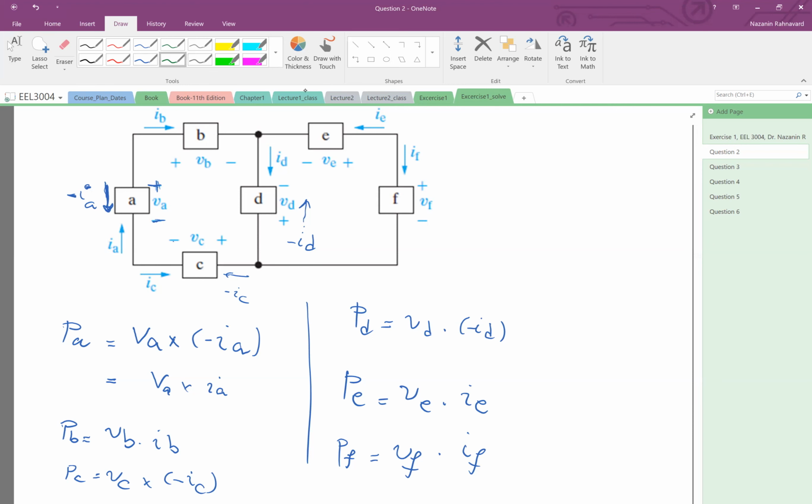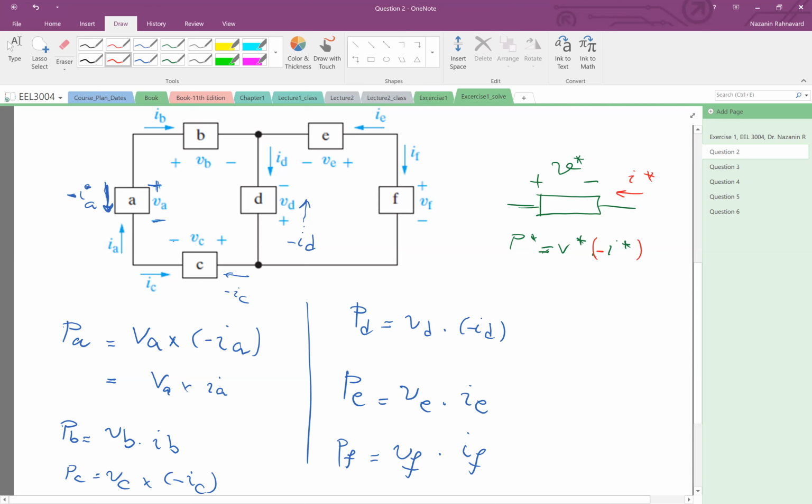So again, the rule is that if you have an element and there's a plus and minus V, let's say V star, and then if I star is this way, you say V star times I star. And it happens that the I star was going the other way. Then you could say V times negative I star, because actually, if you look at the plus and minus, the negative I star is going this way. Okay, right.